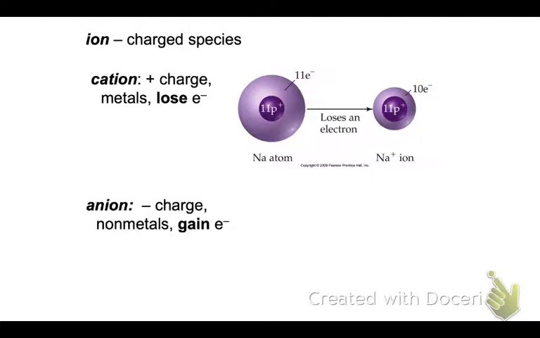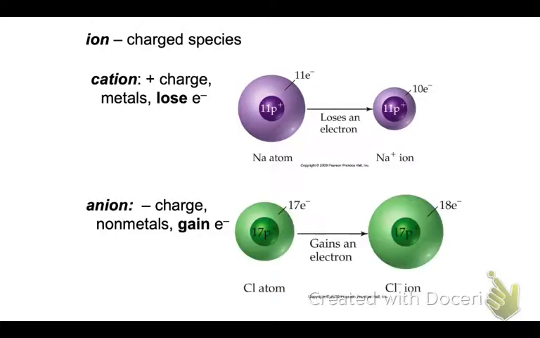Anions are charged with a negative charge, and they are normally nonmetals, and they gain an electron to become negative. Here is an example. This is chlorine, 17 protons and 17 electrons. Chlorine tends to gain an electron, so it will have 18 electrons and 17 protons, so 1 more negative charge than positive, which will put the negative charge on chlorine, so it will become a chloride ion, and that is an anion.